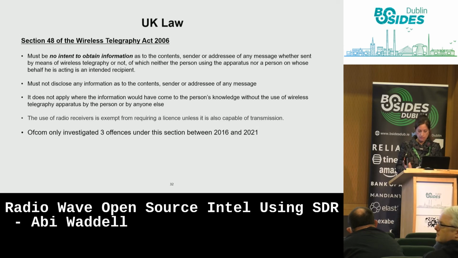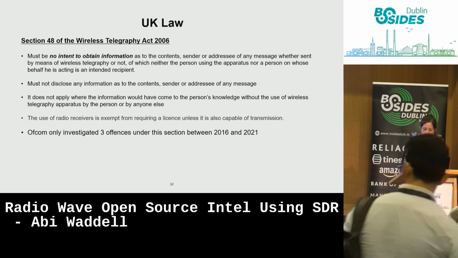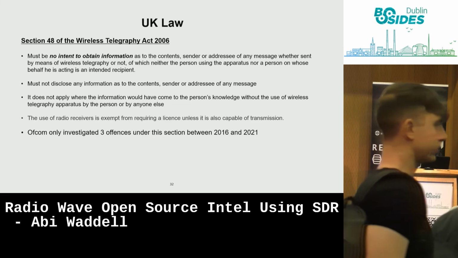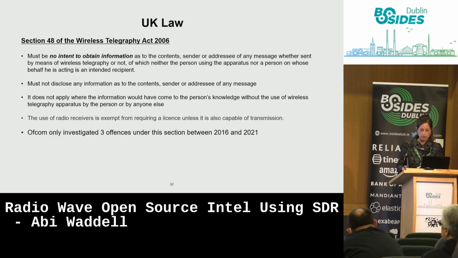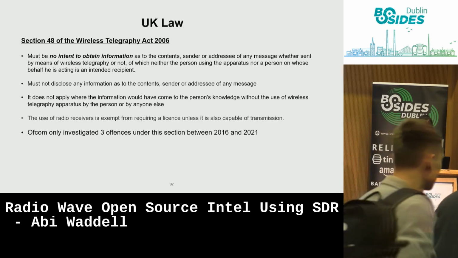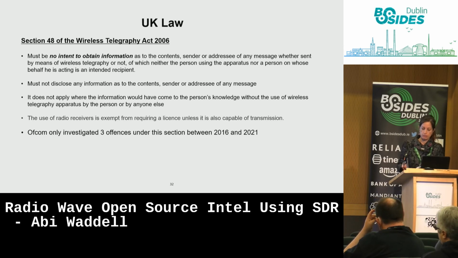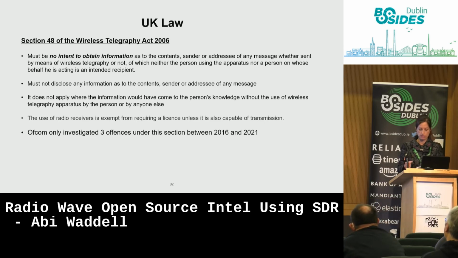You don't need a license to use a scanner unless it's capable of transmission. So in practice, it's difficult to police anyone contravening these laws. Ofcom only investigated 3 offences under this section between 2016 and 2021. So that's an average of 1 every 18 months or so. It's a plausible defence to say that certain frequencies were stumbled on by accident, and the onus, therefore, should be on the people transmitting the confidential transmissions. They should be encrypting or encoding them.